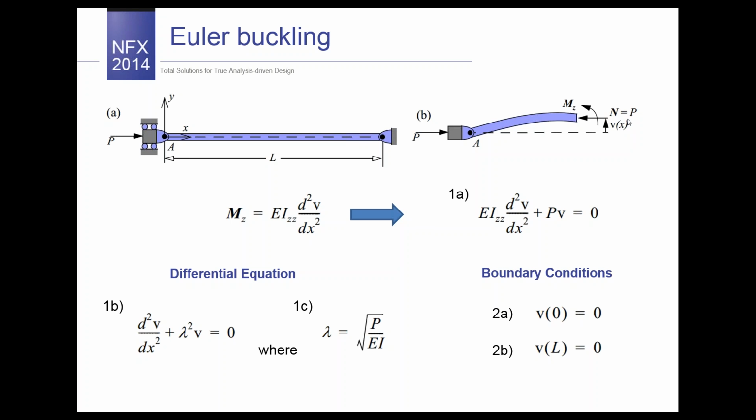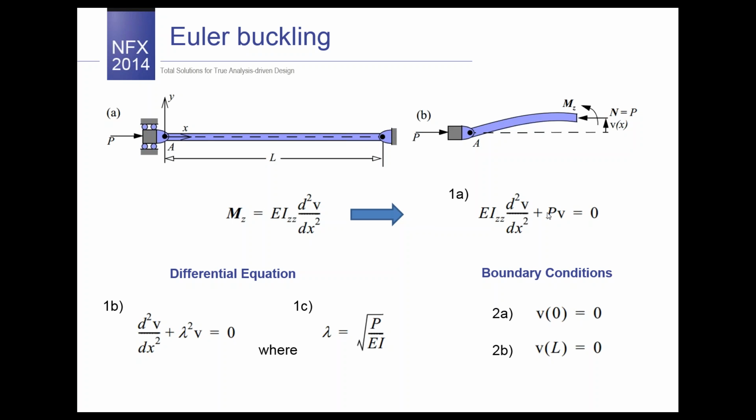So an imaginary cut is made at some location x, and the internal bending moment is drawn according to the specified sign convention. So the internal axial force N will be equal to P. By balancing the moment at the point A, we obtain the sum of M zeta plus P multiplied by V equals 0. And substituting the moment curvature relationship, which governs this behavior, we obtain the differential equation 1a.